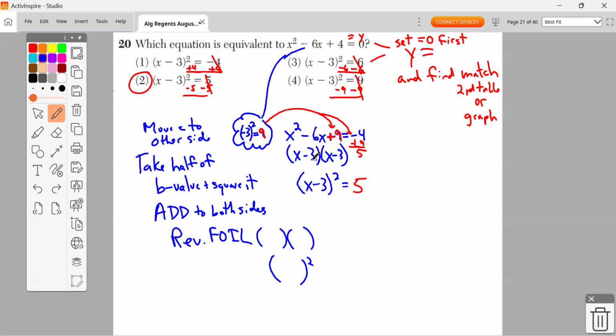So now I have this trinomial. Now I want to do reverse FOIL. What times what is 9 that adds up to negative 6? It's x minus 3 and x minus 3. Remember, when you do completing the square, it's always going to be the same factors in each set of the parentheses. Negative 4 plus 9 was 5, so it equals 5. I'm just going to simplify it. Instead of x minus 3 times x minus 3, I can write x minus 3 squared. So that answer is actually the same as choice number 2. You didn't even have to finish solving it.